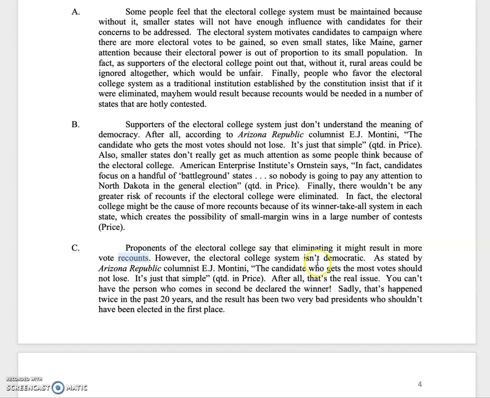Instead, they're changing the subject to a totally different point, which is saying the Electoral College isn't democratic. And that's what they end up talking about. Now, that might be a good point for them to make in the confirmation paragraph, but it's not a rebuttal of the other side's argument that eliminating the Electoral College would cause more recounts. So a rebuttal brings up one of the other side's points in order to show why it's wrong, not to change the subject to something else.